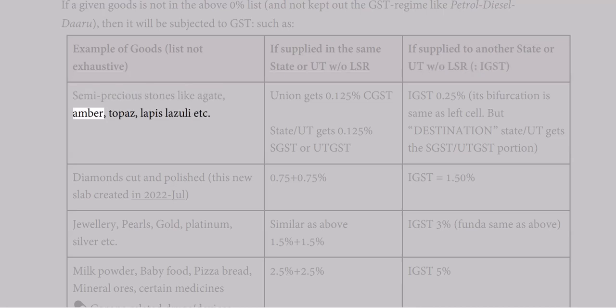Semi-precious stones like agate, amber, topaz, lapis lazuli, etc. Union gets 0.125% CGST. State or UT gets 0.125% SGST or UTGST. IGST 0.25%, its bifurcation is the same as the left cell, but the destination state or UT gets the SGST or UTGST portion. Diamonds cut and polished, this new slab created in 2022 July, 0.75 plus 0.75% IGST equals 1.5%.